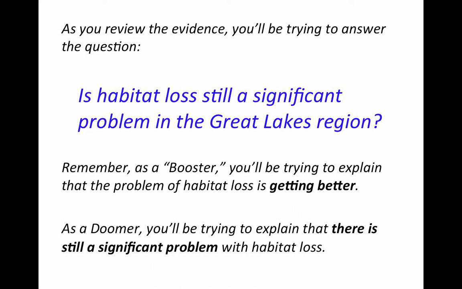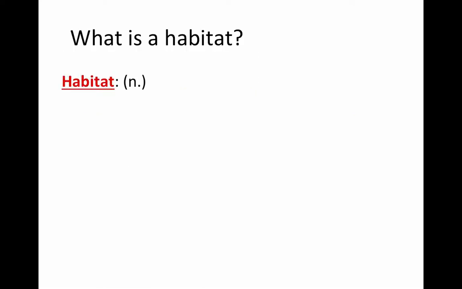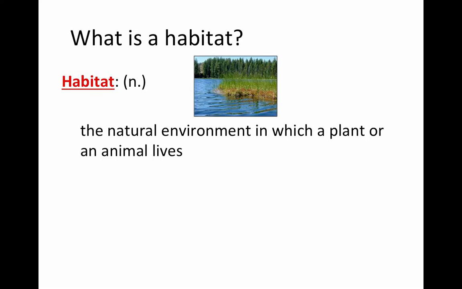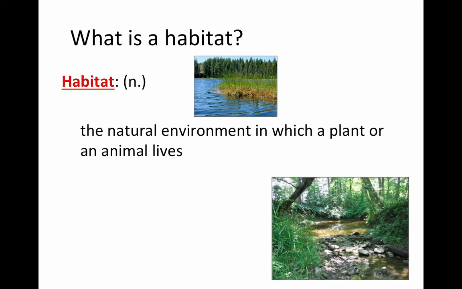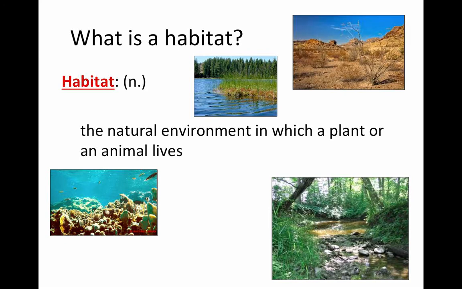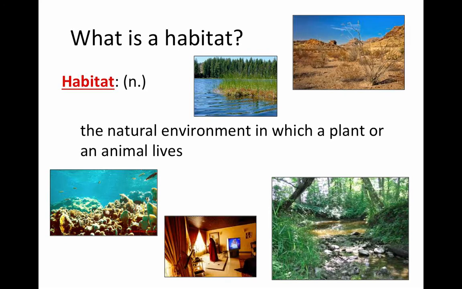Before you begin your classwork, it will be helpful to have some additional information. But first, what is a habitat? Hopefully, this is a review from elementary school. A habitat is the natural environment in which a plant or an animal lives. There are a lot of different kinds of habitats: freshwater habitats, forest habitats, ocean habitats, desert habitats. Even people have habitats.